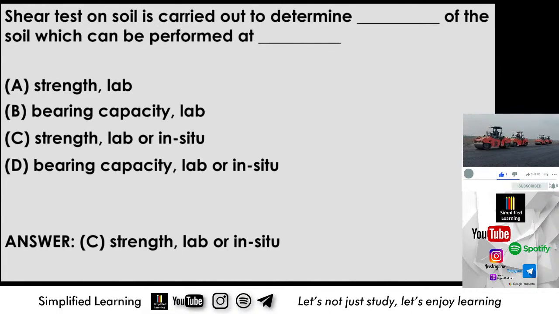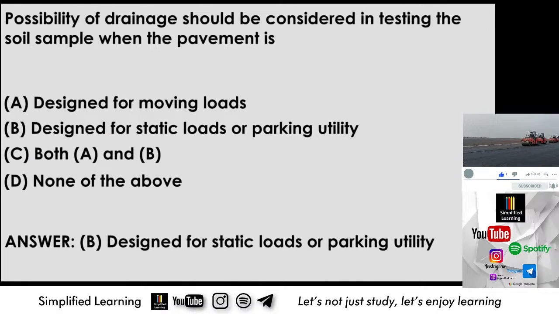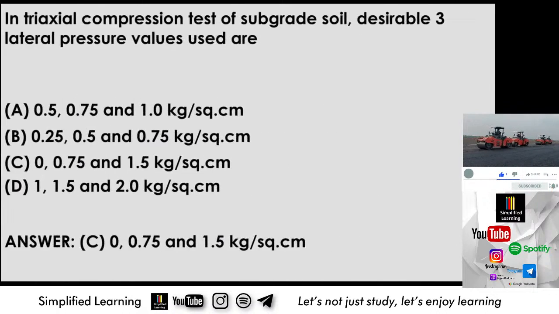Shear test on soil is carried out to determine strength of the soil, which can be performed at lab or in the site itself, that is in situ. Objective of triaxial compression test of subgrade soil is to determine the shear strength of soil under lateral confinement. Possibility of drainage should be considered in testing the soil sample when the pavement is designed for static loads or parking utility. In triaxial compression test of subgrade soil, desirable 3 lateral pressure values used are 0, 0.75 and 1.5 kg per square centimeter.